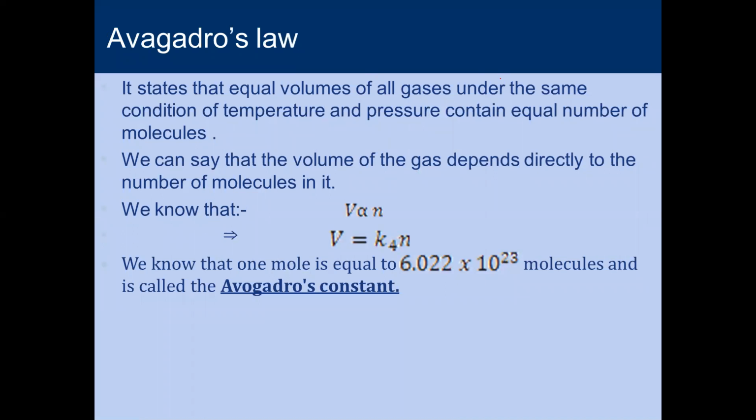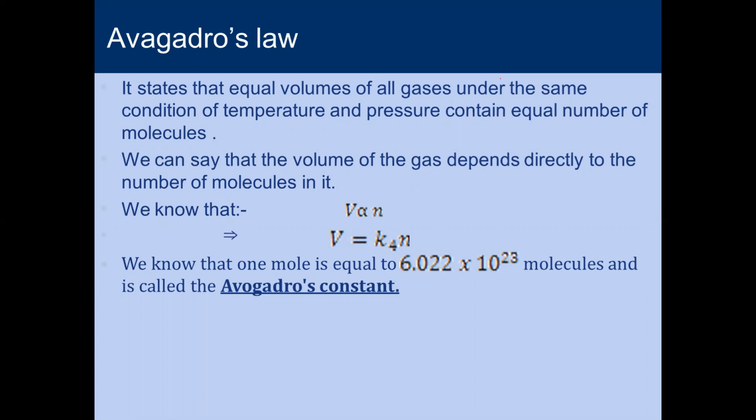The next law is Avogadro's law. It states that equal volumes of all gases under the same condition of temperature and pressure contain equal number of molecules. So we can say that the volume of the gas depends directly on the number of molecules in it. The greater the number of molecules or moles, the greater the volume of the gas. So V is directly proportional to small n, and small n represents the number of moles of the gas.